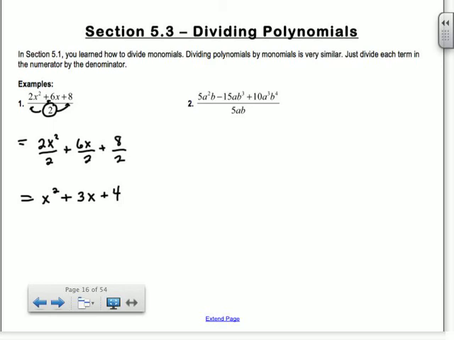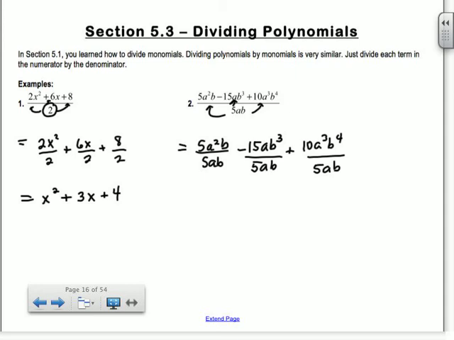Okay, so same kind of thing on number 2, but now we have 5ab on the bottom, so it's a little bit harder. So I'm going to bring the 5ab into everything on the top. So I'm going to have 5a squared b over 5ab minus 15ab cubed over 5ab plus 10a cubed b to the fourth over 5ab.